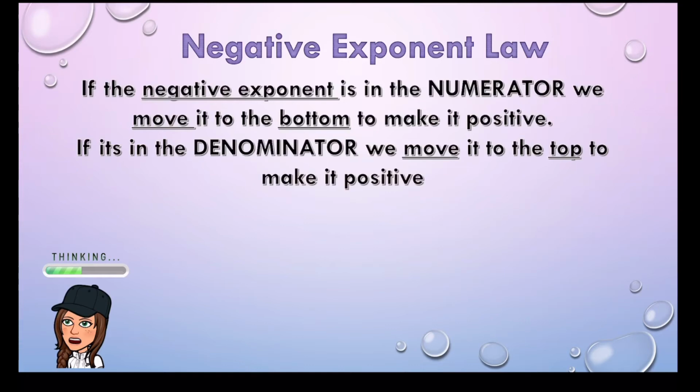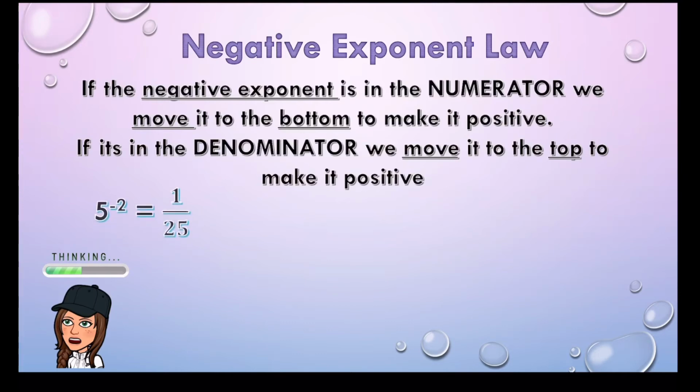Now your negative exponent law. Feel free to pause right now and write it down before I explain it. Okay? Here's what it means. If the negative exponent is in the numerator, meaning if it's on top, we move it to the bottom, it is now positive. The process of moving it down and writing it under 1, it is now positive. If it's in the denominator, meaning if it's in the bottom of a fraction, we move it to the top, it is now positive. Then all you have to do is do the exponent.